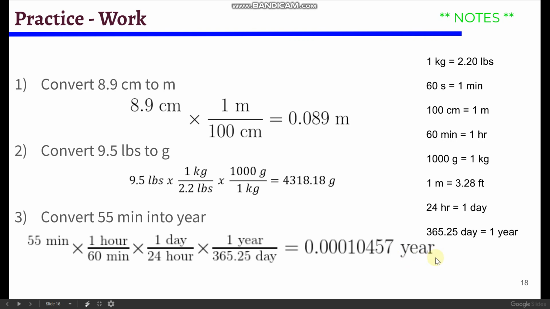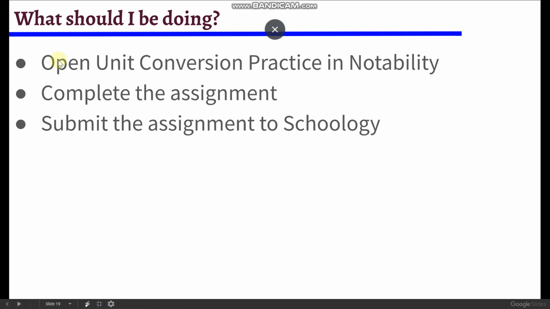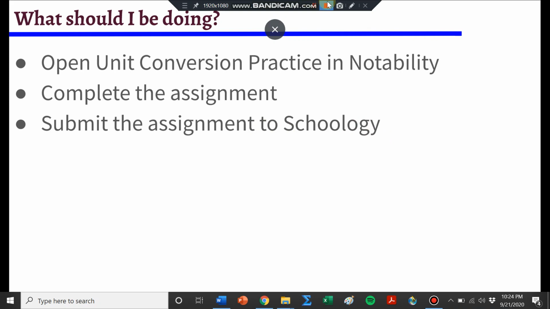Okay, so if you have any questions about unit conversion, please hop in the WebEx chat or send me a message on Schoology or something, because eventually we should get together so that I can help you understand this. So what you can do from there is open the unit conversion practice in Notability, complete the assignment, submit to Schoology. You guys know how to contact me, so I will see you later.